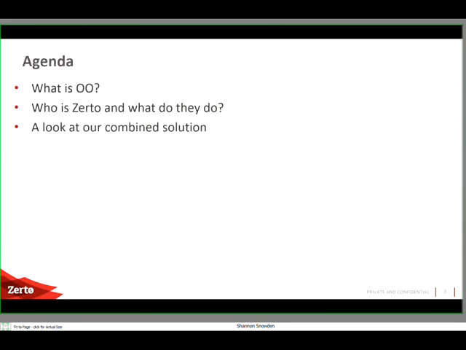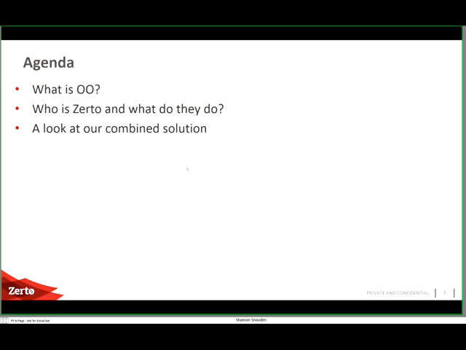Today's agenda is, and I'm going to touch very lightly on what is OO, because I'm sure I'm the one in the audience that knows the least about OO, but I've had the pleasure of learning about it while putting together this Zerto content package. It's a very powerful tool, as everyone here knows. And now what I want to do is introduce who Zerto is and why this is such a transformative combination. All right, so what is OO?